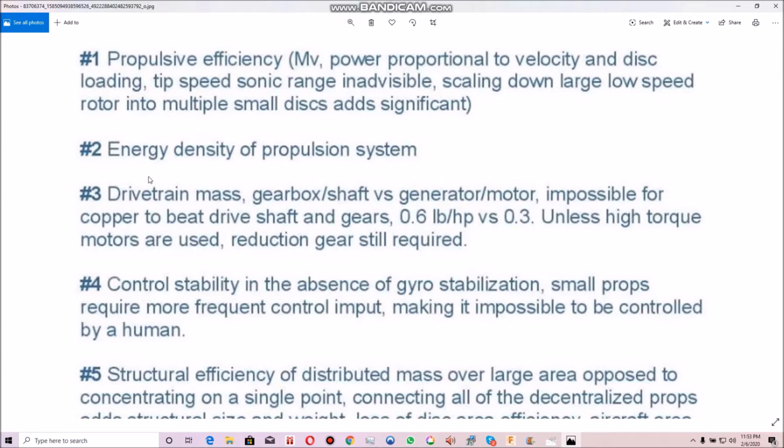The drivetrain. So getting power from a centralized power plant to multiple props located a significant distance away. So gearbox shafts, conventional systems, are going to weigh around 0.3 pounds per horsepower. That's going to be your main reduction gearbox on a rotorcraft. Now that includes a significant amount of reduction. If you're talking just a bevel gearbox for a rotorcraft drive shaft, I'm talking like 0.15 pounds per horsepower, half of that.